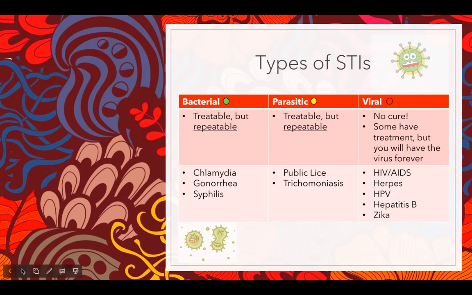The viral STIs and any STIs that end with a V, so HIV, HPV, herpes simplex virus, hepatitis B, Zika, all of the viruses, if it's a virus, that means that there's no cure for it, okay? So a virus does not have any cure. But some of these viruses do actually have treatment. So although there is treatment, that doesn't mean that it's going to go away. That just means that it kind of takes care of the symptoms and helps your body still live a normal lifespan. But you will have the virus in your body forever. Okay, so just know that.